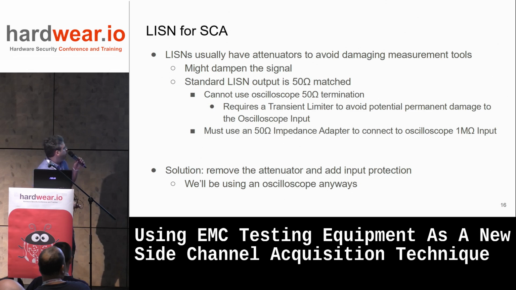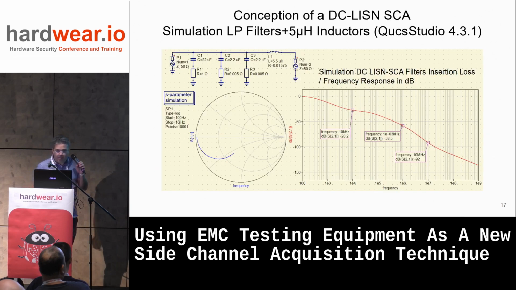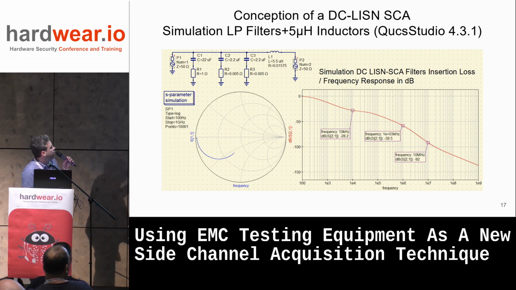So what's the solution? The solution is to remove the attenuator and add input protection. We will be using an oscilloscope anyway. So let's see the design of the DC LISN for side channel analysis.